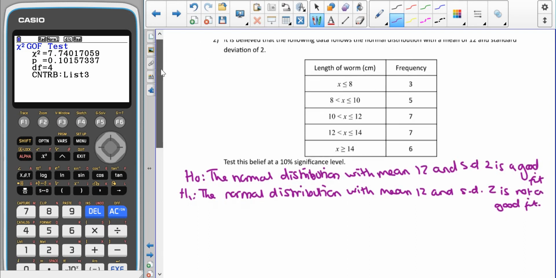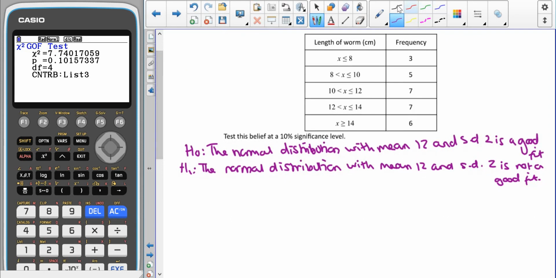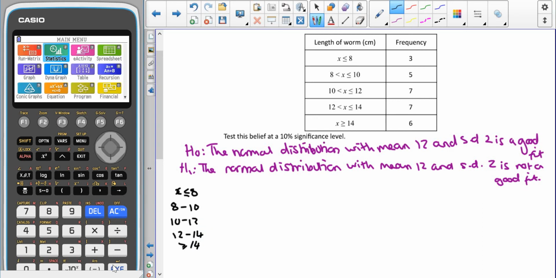So this time our data is continuous. We can tell that because the intervals are ending and starting at the same points. Also, we already have that the data is going up and down to infinity, so we don't have to change anything with this data. So we've got x is less than or equal to 8, then we're looking between 8 and 10, 10 and 12, 12 and 14, and then greater than or equal to 14. So we're going to have a look at our probabilities.